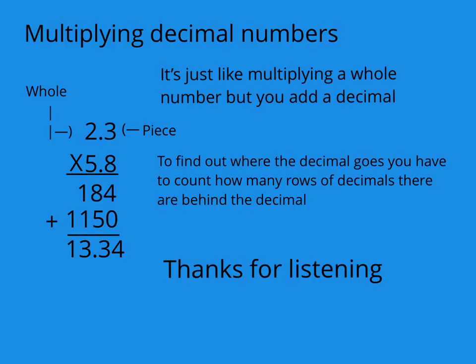Then you do the math with the 5, but then you add a 0 here because it's in the tens. You do the math, and we end up with 1,150. So you would end up with 1,334, but you need to know where the decimal goes.